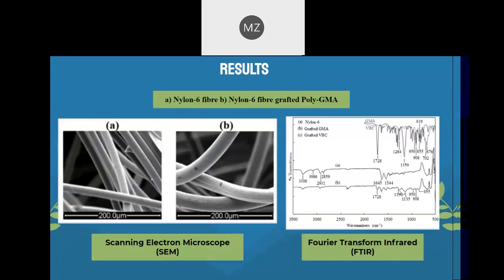The figures show sample images of original nylon 6 and grafted nylon 6 adsorbent obtained from scanning electron microscope (SEM), in which different diameters can be seen after grafting. The changes in the chemical structure of the nylon 6 fiber can also be evaluated through the Fourier transform infrared (FTIR) results.